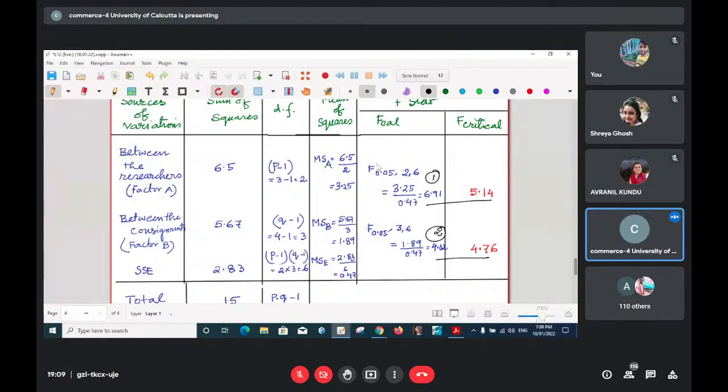And it is concluded that there are significant differences between the researchers.